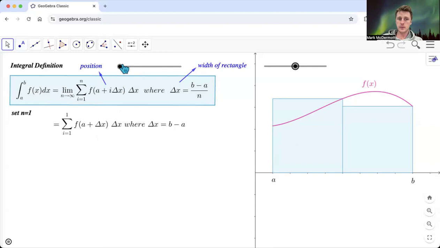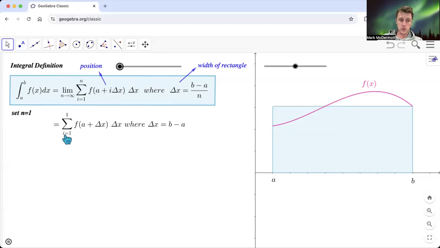If n is 1, then we get delta x being b minus a divided by 1, which is just b minus a. Remember, n is the number of rectangles we have. So the width of this rectangle will just turn out to be b minus a, right? So we can say when n is 1, delta x is b minus a. Okay. And then we get this situation here.